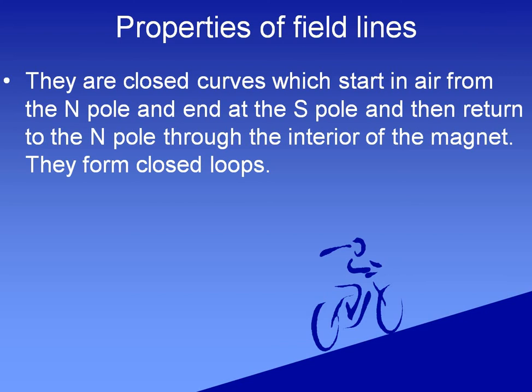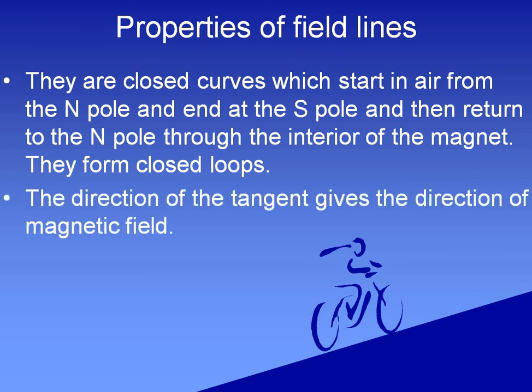Or we can say that they form closed loops. Magnetic field lines form closed loops because outside it is from north to south and inside it is from south to north, which means they form closed loops. Okay. And next property, that the tangent gives the direction of the magnetic field. That is already there in the definition of field lines itself, that at each and every point, the tangent to the curve gives the direction of the magnetic field.